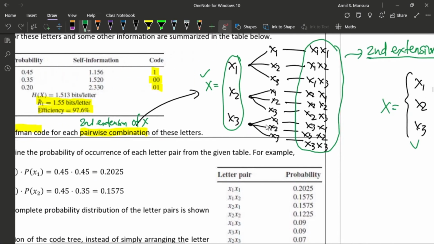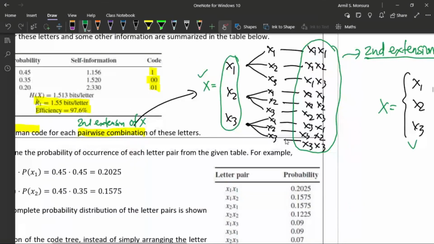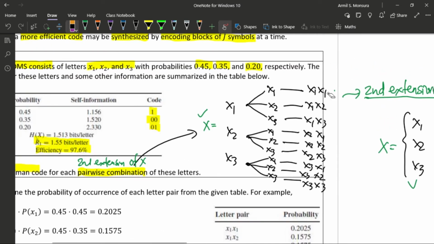Now, since we're dealing with the second extension, we know for a fact that the probability of occurrence of these alphabets depends on the probability of occurrence of the original letters. So, how do we determine the probability of occurrence of these? According to the rules of probability that you studied in a previous course, this kind of combination requires that both events occur, for example X1 and X1. Then the probability of X1 X1 occurring is equal to the product of the probability of this occurring times the probability of this occurring.